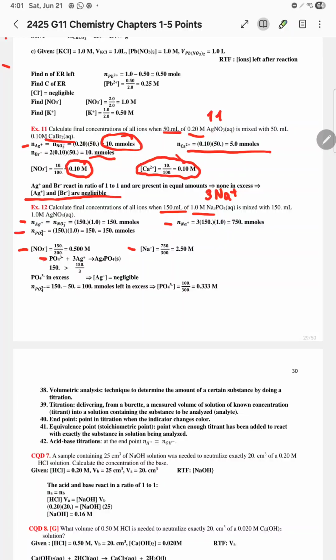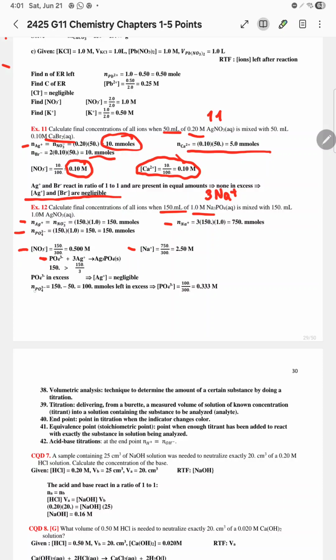So we need to write down the equation and find the excess. So 150 is for PO4 because we only have 1 mole of it, and 150 divided by 3 is for Ag because we have 3 moles of it. And then we find that PO4 is in excess, whereas Ag is limiting or negligible, as they say.